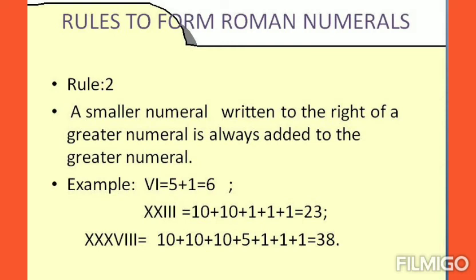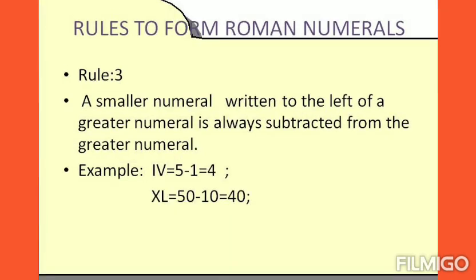Children, if the letters are arranged in descending order, you have to add their value. This is the rule number 2. Simply we can say, if the letters are arranged in descending order, we have to add their value. You know what do you mean by descending order? The greatest to smallest.